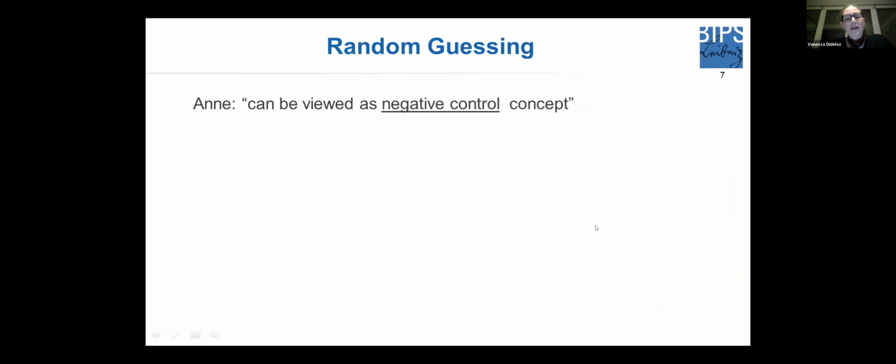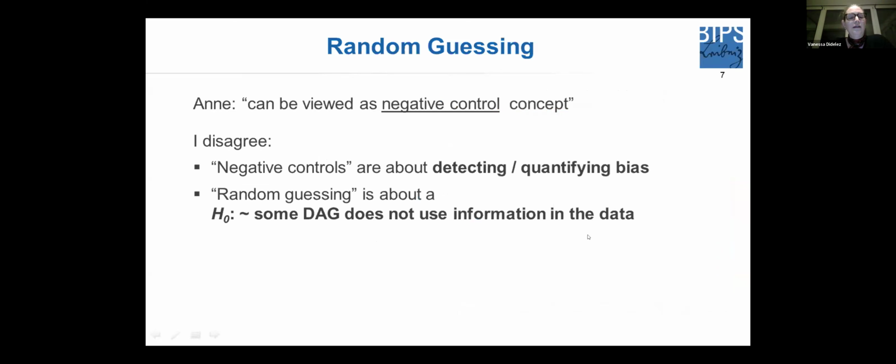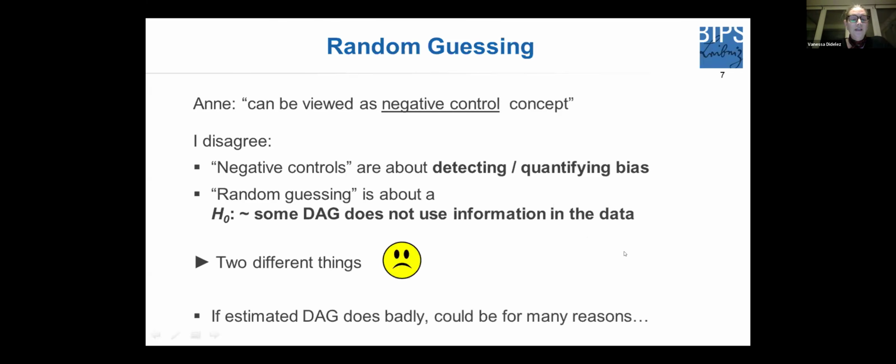Anna described this as a negative control concept. Here I disagree, because unless it's a very different usage of the word, negative controls I know as being about detecting or quantifying bias. I'm not sure whether this is about quantifying bias. It's about comparing with a null hypothesis of drawing some DAG that doesn't use information in the data. And there are two different things, I think.